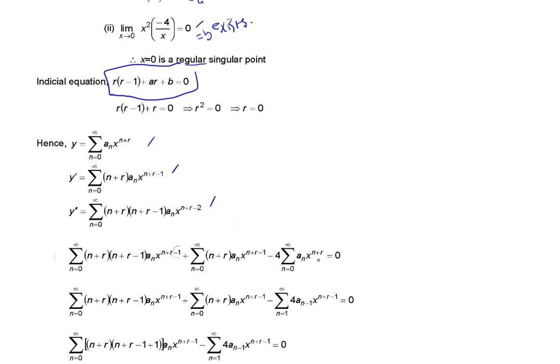we shift to the lowest power of x. Since we have n plus r minus 1, n plus r minus 1, and n plus r, we have to shift this to be n plus r minus 1. So we have to substitute: our n now has become n minus 1, so n minus 1 plus r. Originally n equals n minus 1, and n minus 1 equals 0, therefore n is equal to 1.